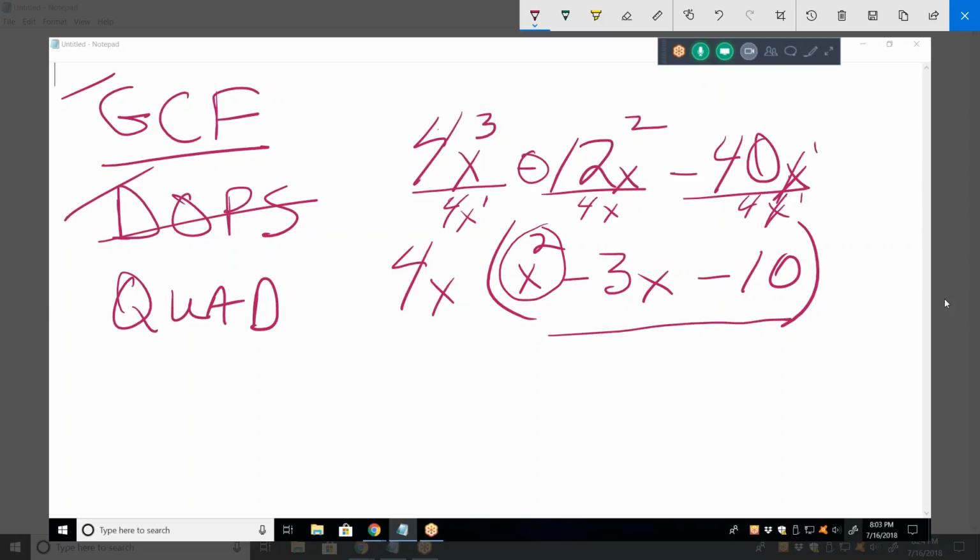So there's no DOPS here, which leaves us to quadratic factor. Now, ignore the 4x for a moment, and let's just focus on the x squared minus 3x minus 10. Okay, so let's do this. I know that's going to be factorable. I don't want to forget my 4x, so I'll bring it down like that. But now let's focus on this. How do we split that up again?